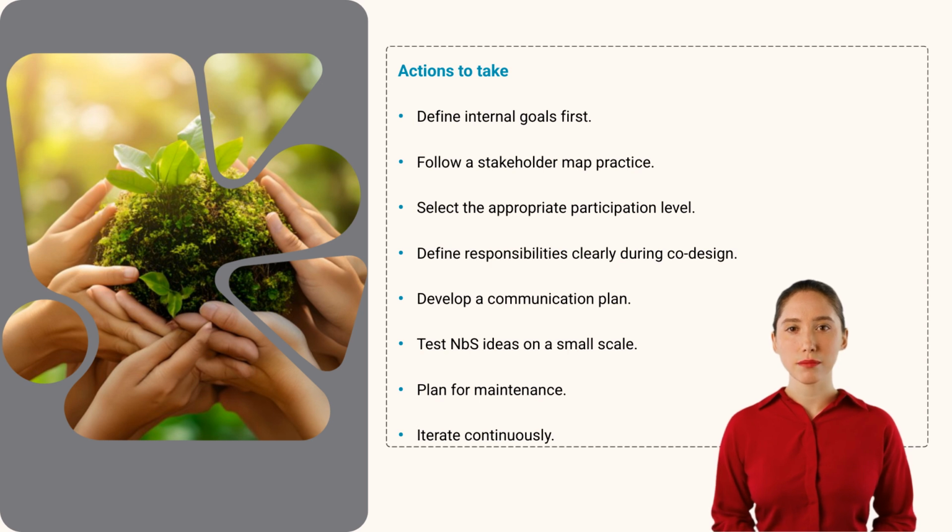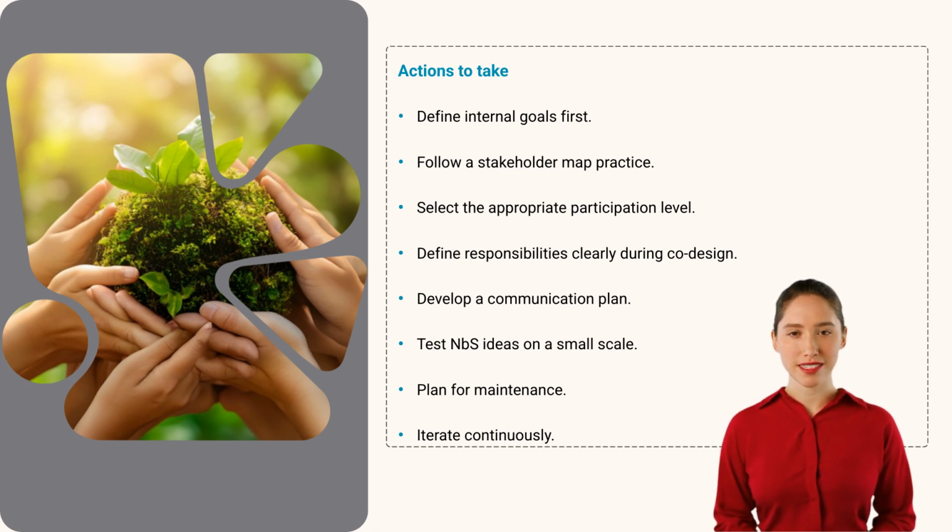This slide outlines practical actions that support effective participatory governance for nature-based solutions. A key first step is to define internal goals clearly, ensuring that project teams are aligned on objectives, roles, and expectations before engaging external stakeholders. Following a structured stakeholder mapping practice helps identify who should be involved, when, and in what capacity. Based on this, it is important to select the appropriate level of participation, ranging from informing to empowering, taking into account the local context and the capacities of different groups.